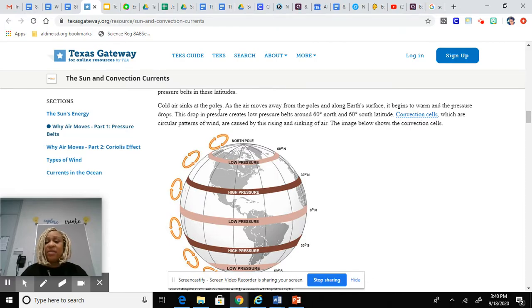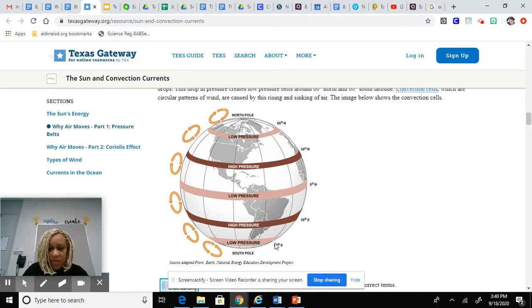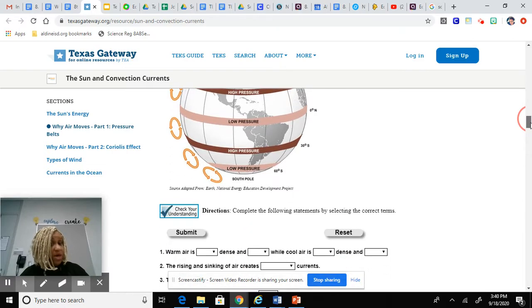So cold air sinks at the poles. Notice cold air sinks at the poles. As the air moves away from the poles and along Earth's surface, it begins to warm and the pressure drops, okay? This drop in pressure creates low pressure belts around 60 degrees north and 60 degrees south latitude. So that's going to be right here, 60 degrees north, and right here would be your 60 degrees south latitude, okay? Latitude, not longitude, but latitude, okay? So I'm going to let you all continue reading on your own with that.